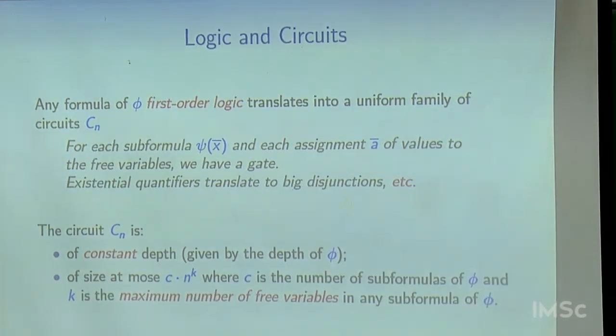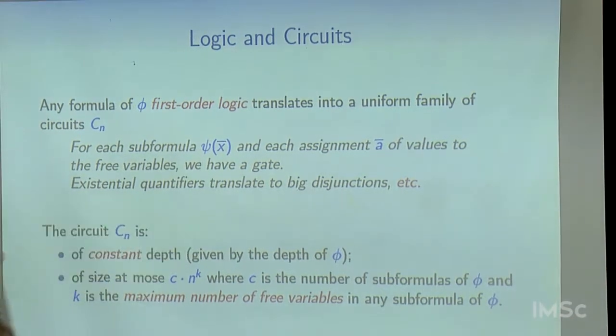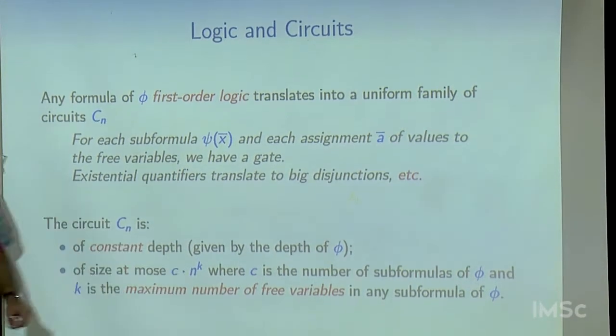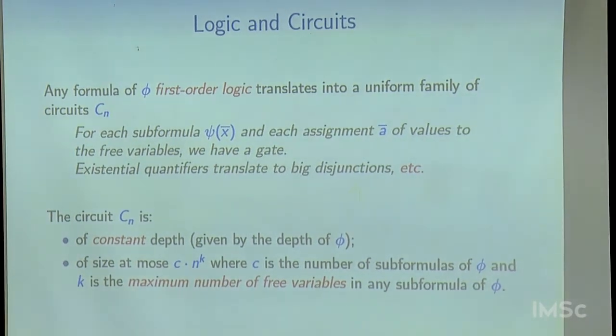It's a polynomial size. What's the size bound? Well, it is some constant c, where c is the number of subformulas of phi, times n to the k, where k is the maximum number of free variables in any subformula of phi, right? That's just by the construction I gave you.